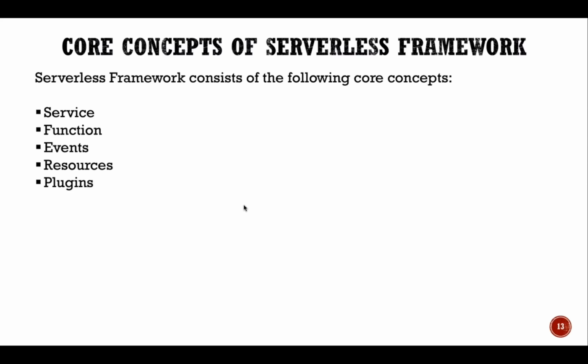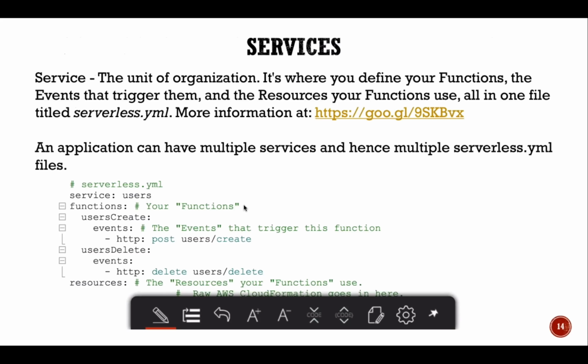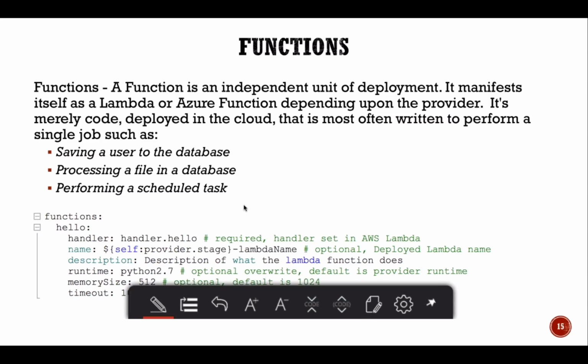The serverless framework itself has a couple of core concepts. There is something called a service, which is basically your organizational unit akin to a microservice. It's where you define all your functions, and you do that using a configuration file called serverless YAML. This is where you define your functions. And a function is basically your independent unit of deployment. It's where you write your stateless logic.